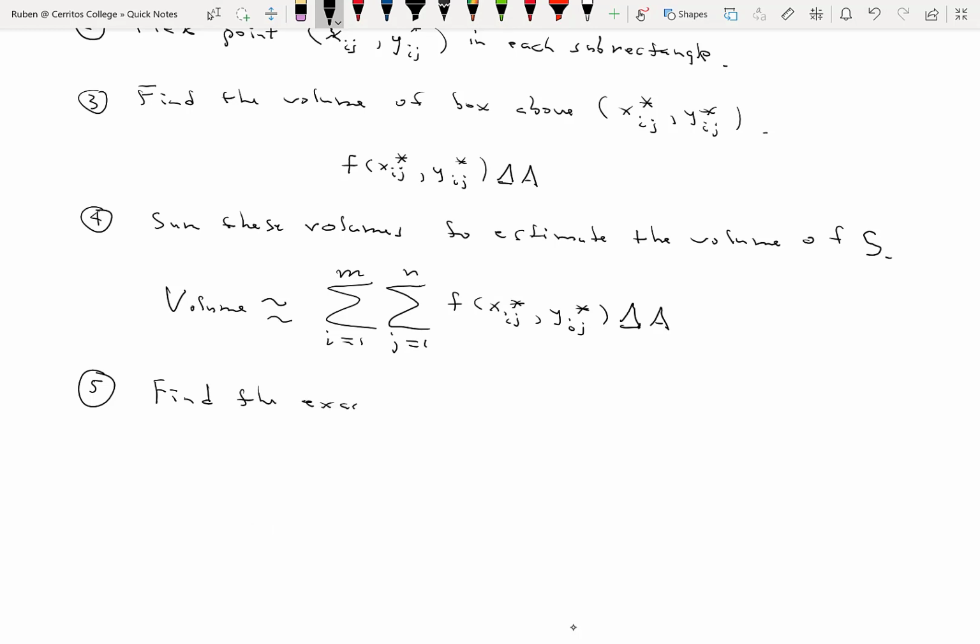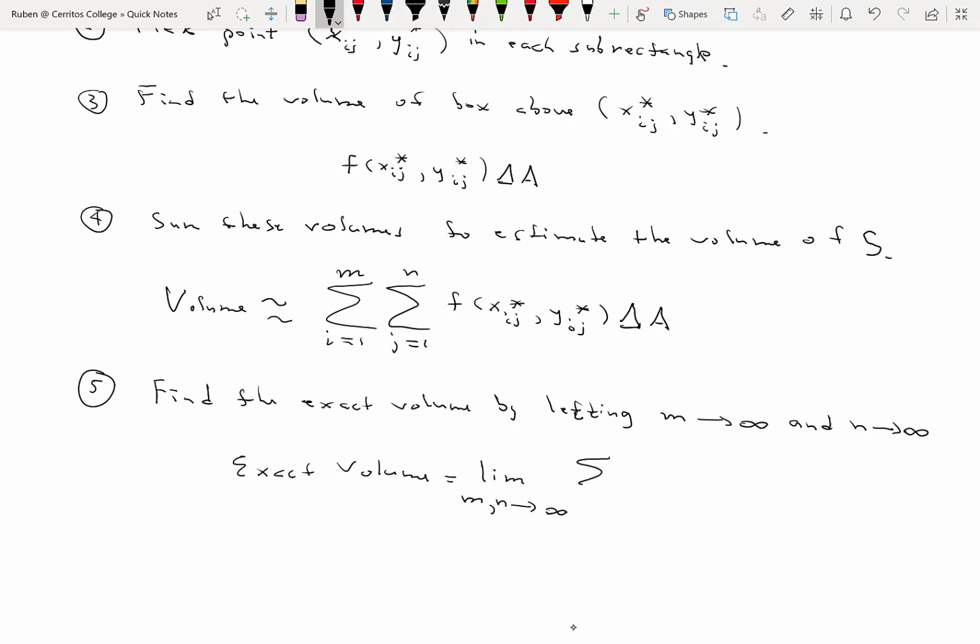Find the exact volume by letting the number of subintervals in each direction, the x direction and y direction, go to infinity. So we're going to let m go to infinity and n go to infinity. So the exact volume is actually defined as the limit as m and n go to infinity of this approximate volume, this double Riemann sum.